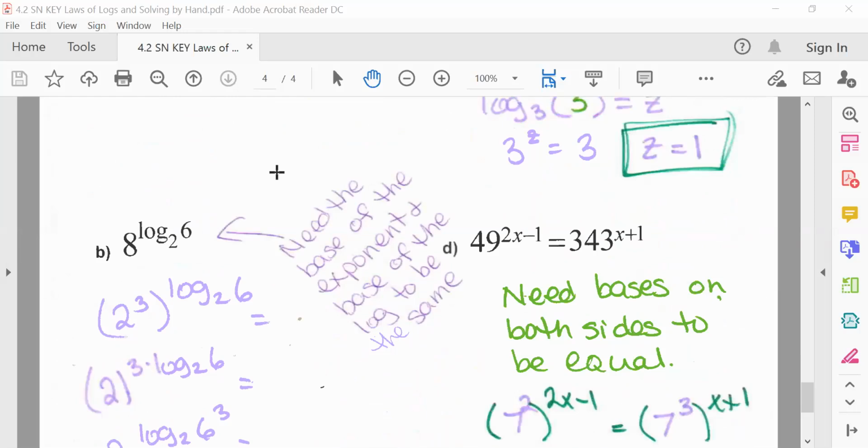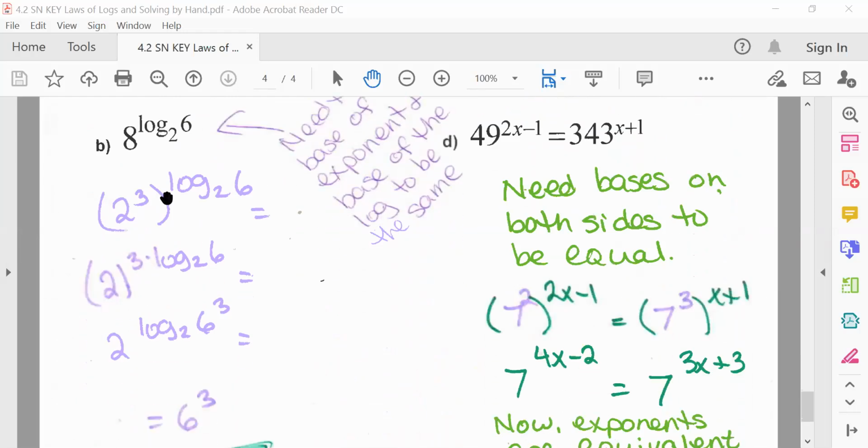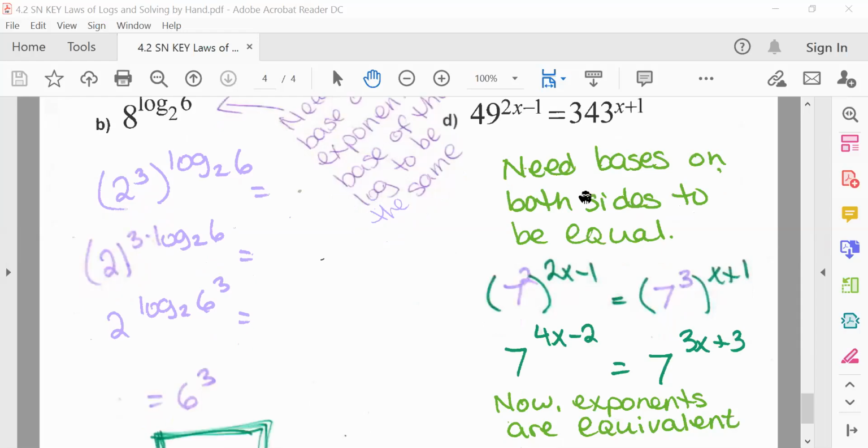All right, so on D, the last one, we have 49 to a power with a variable equal to 343 to a power with a variable. This is a classic case of needing the bases to be equal. You have 2 different bases that have powers with variables. You want those bases to be the same in order to solve this. 49 is a power of 7, so is 343. So 7 squared to the 2x minus 1 equals 7 cubed to the x plus 1.